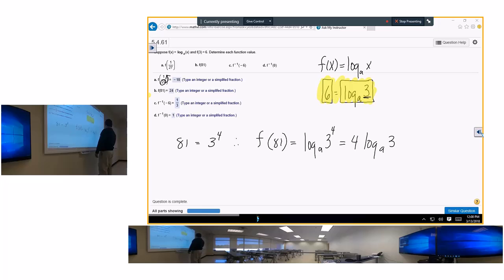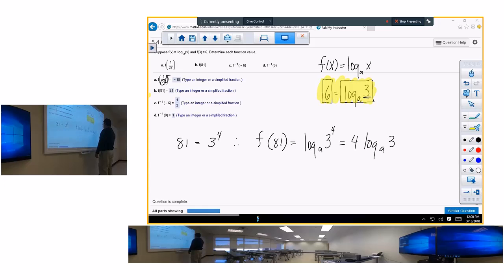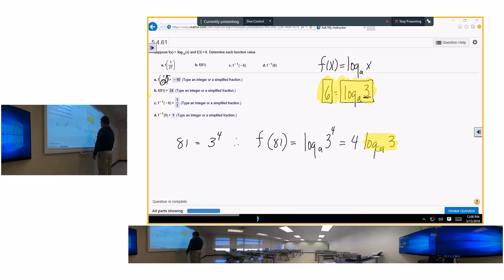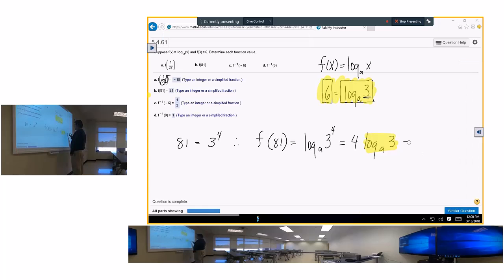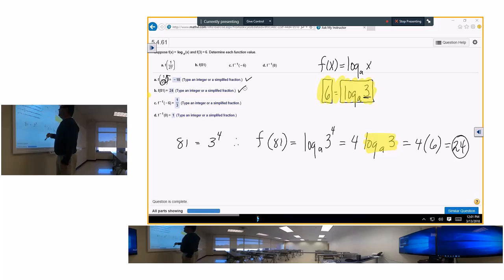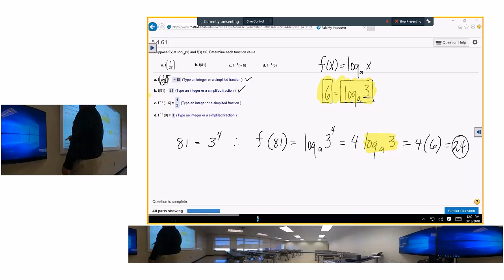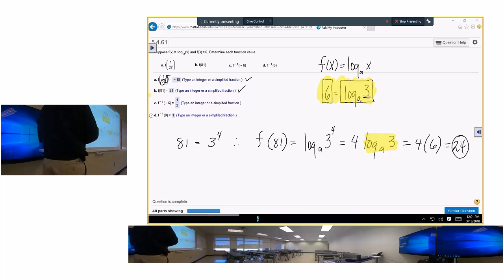Well, like I said, that's the highlighted portion, which is equal to 6. So 4 times 6 is equal to 24. And that's what they got here. So all you have to do is rewrite 6 and 0 in terms of 3. Okay, well, how do you do that?